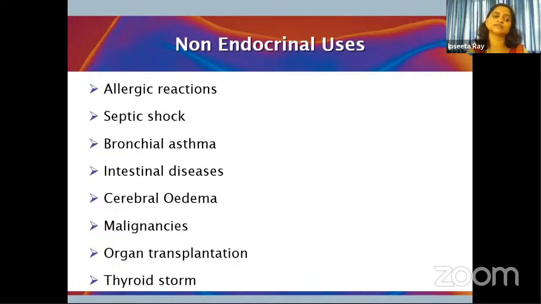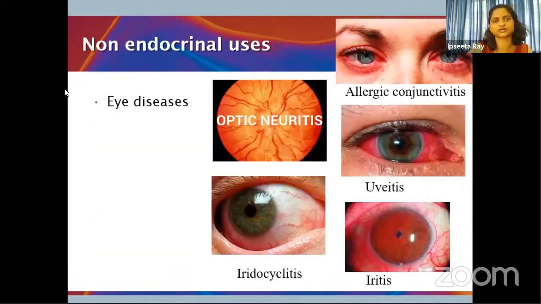Various malignancies, mainly involving the lymphocytes, corticosteroids have lympholytic action. Therefore, in those lymphomas, they are indicated. Organ transplantation, to prevent graft rejection, here again steroids are used. Thyroid storm, again corticosteroids are used in this condition because of their anti-inflammatory and immunosuppressant properties.